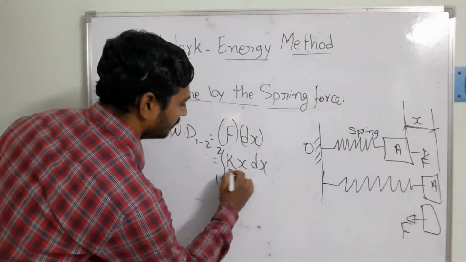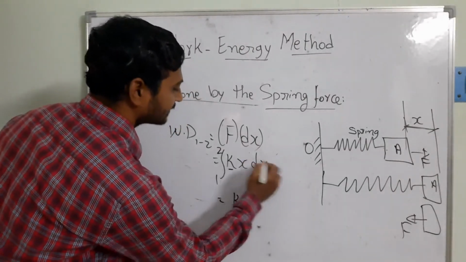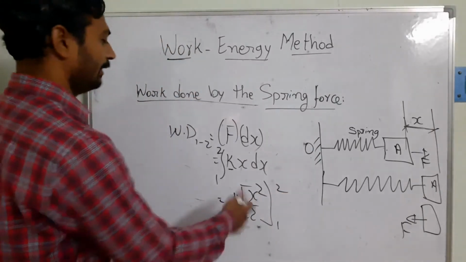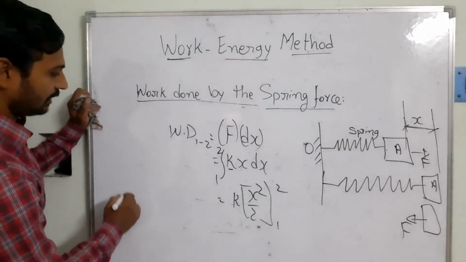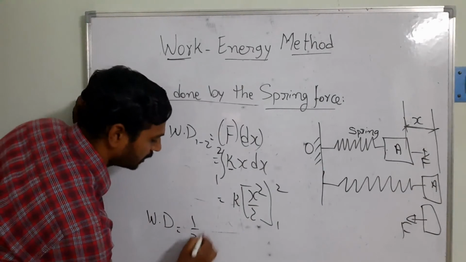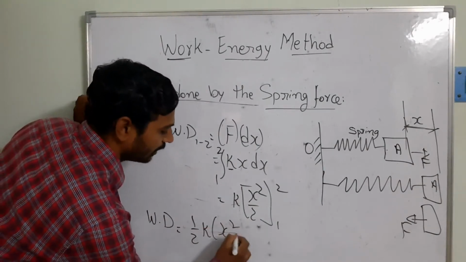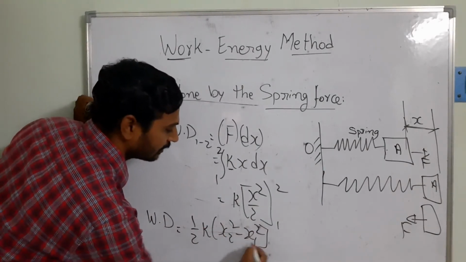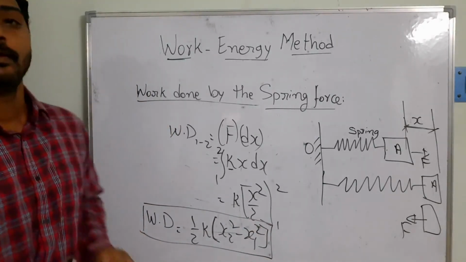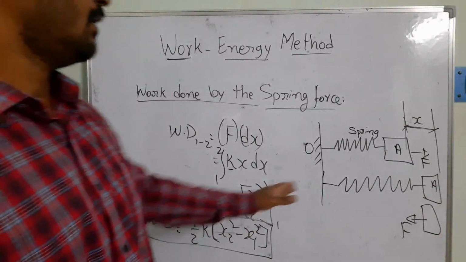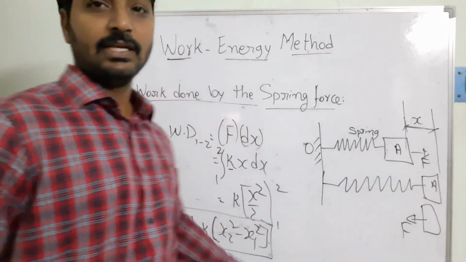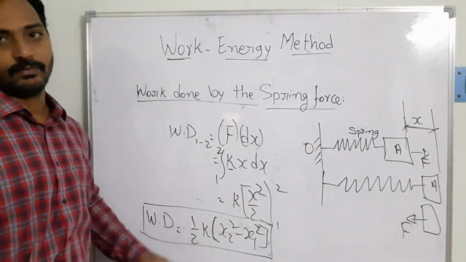If I start integrating this part, K is a constant, and K into x into dx integrates to x square by 2, from 1 to 2. Then after final simplification, the work done is equal to 1 by 2 K into (x2 square minus x1 square). So this is the equation we generally use when the spring force is acting on a block, that the spring can develop this amount of work.